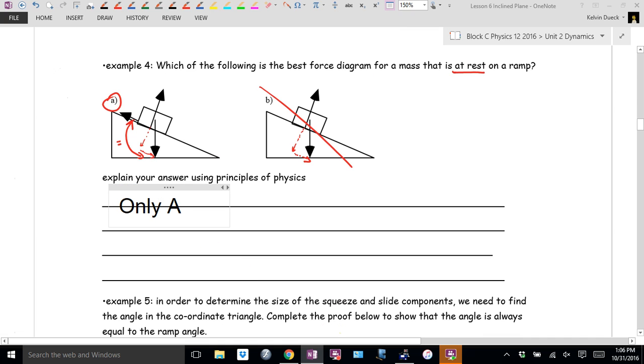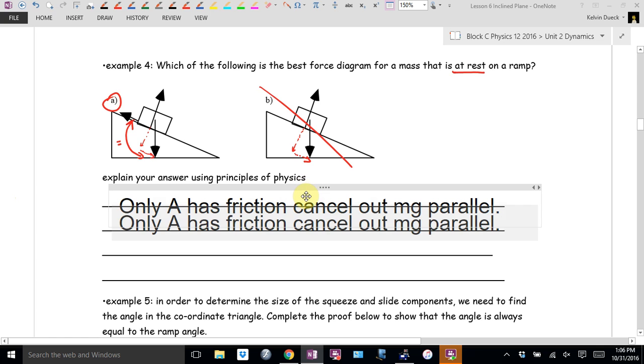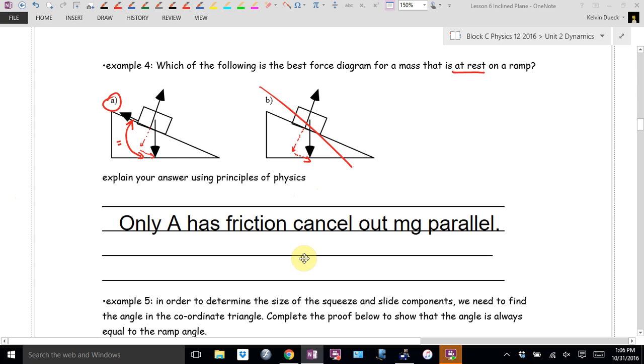Only A has friction cancel out. mg parallel. Instead of writing the word parallel, you guys can write mg with two slanty lines, but I don't know how to do that on my computer. B can't be at rest. Forces are not balanced.